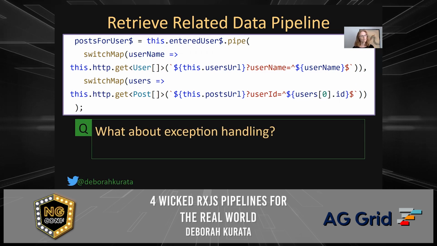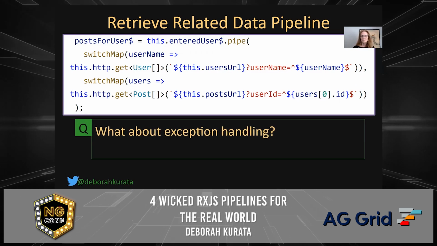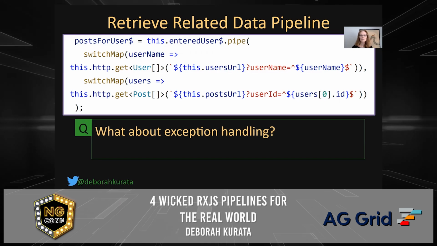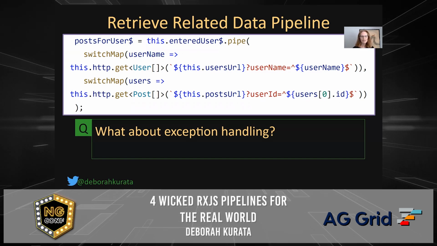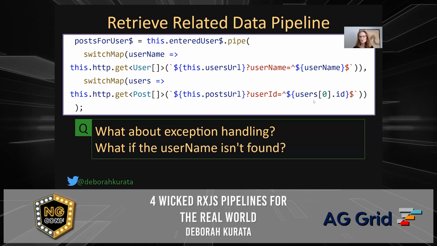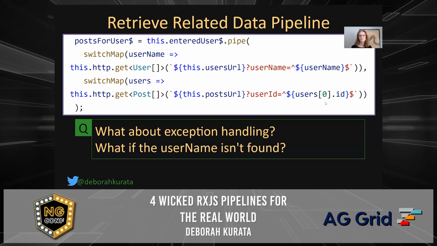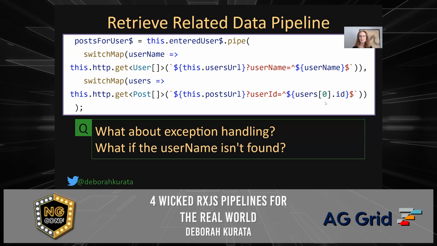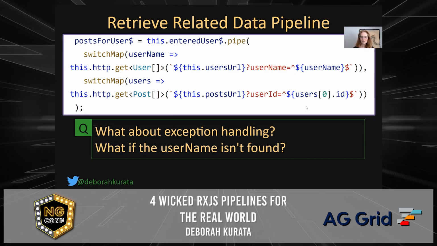All right, so a couple of questions that might come up when looking at this code. First of all, what about exception handling? As soon as we add that in, it's going to make our pipeline a little more complicated looking. The other question is, what if our username isn't found? This user 0 is just going to crash big time. It's going to throw an exception. So how do we deal with that?